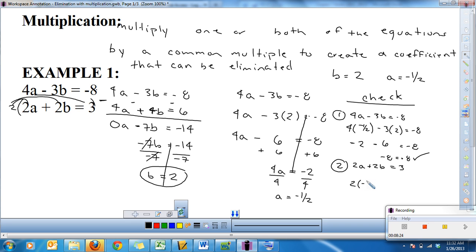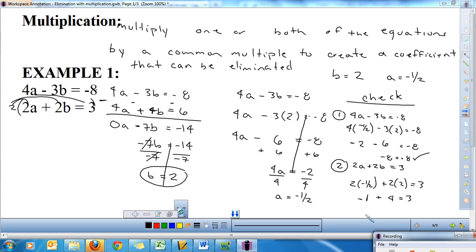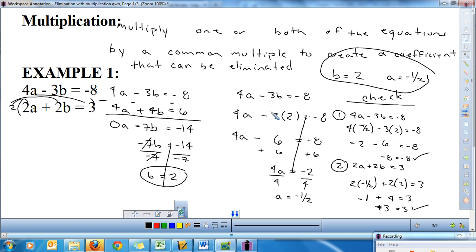2 times a, which was negative 1/2, plus 2 times b, which was 2. 2 times negative 1/2 is going to give us negative 1. 2 times 2 is 4. And negative 1 plus 4 is positive 3. So I got 3 equals 3. My check worked. So my solution is that b equals 2 and a equals negative 1/2.